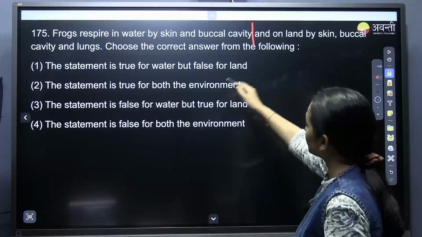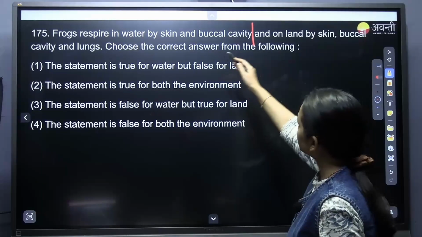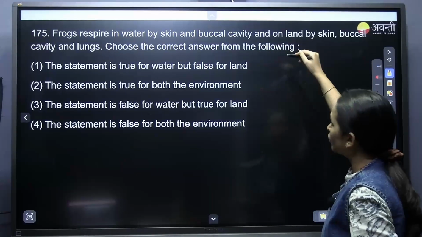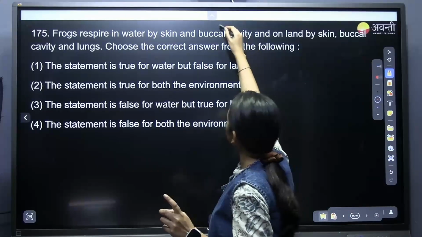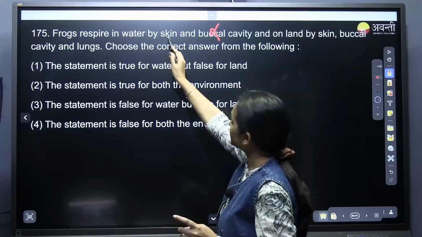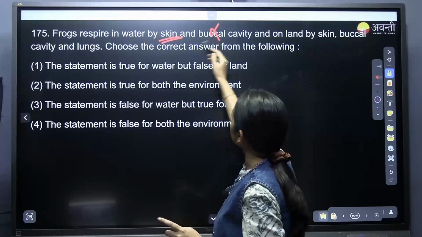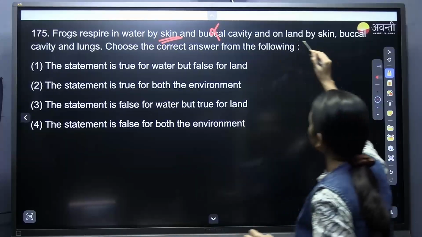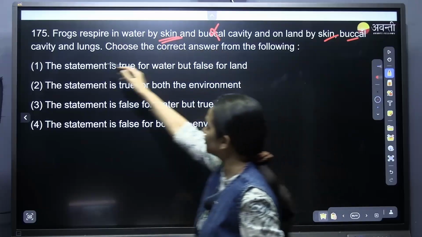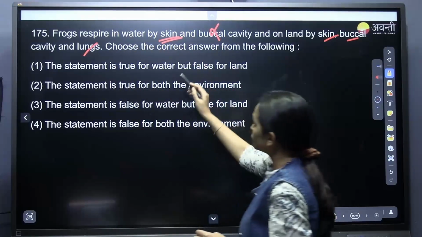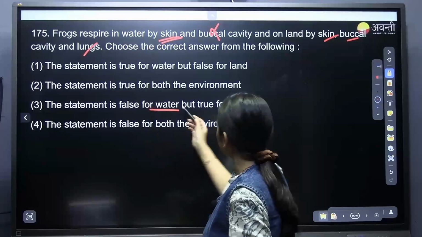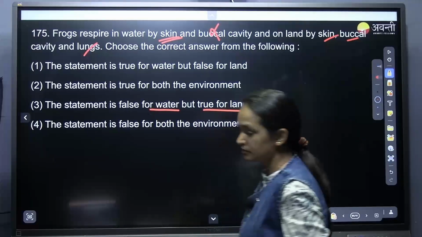Statement is true for water but false for the land. Is it true for the water? Why is the statement false? Because in water it only respires through skin, not from the buccal cavity. So that is wrong. On land by skin, buccal cavity and lungs, correct. So the statement is false for water but true for land.